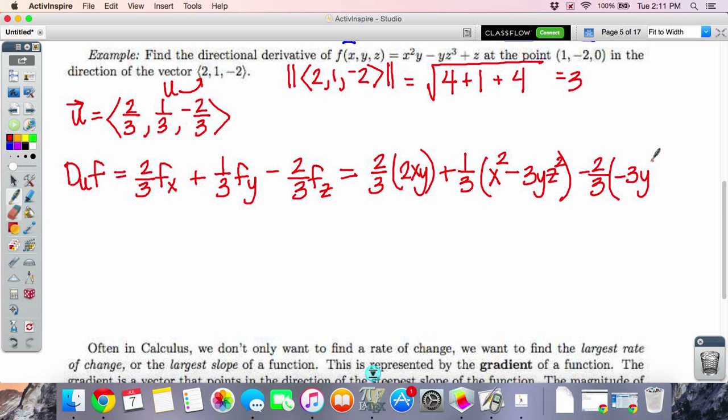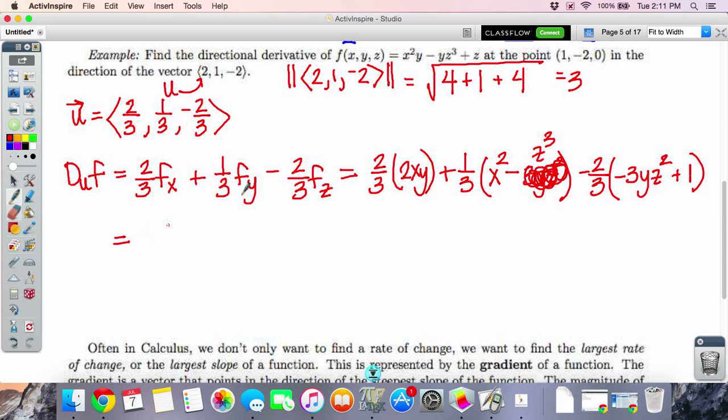Oops, I messed up that last one. Z squared plus 1. So let me go back here. This should not be 3yz squared. I differentiated with respect to z. This should just be z cubed. Okay.